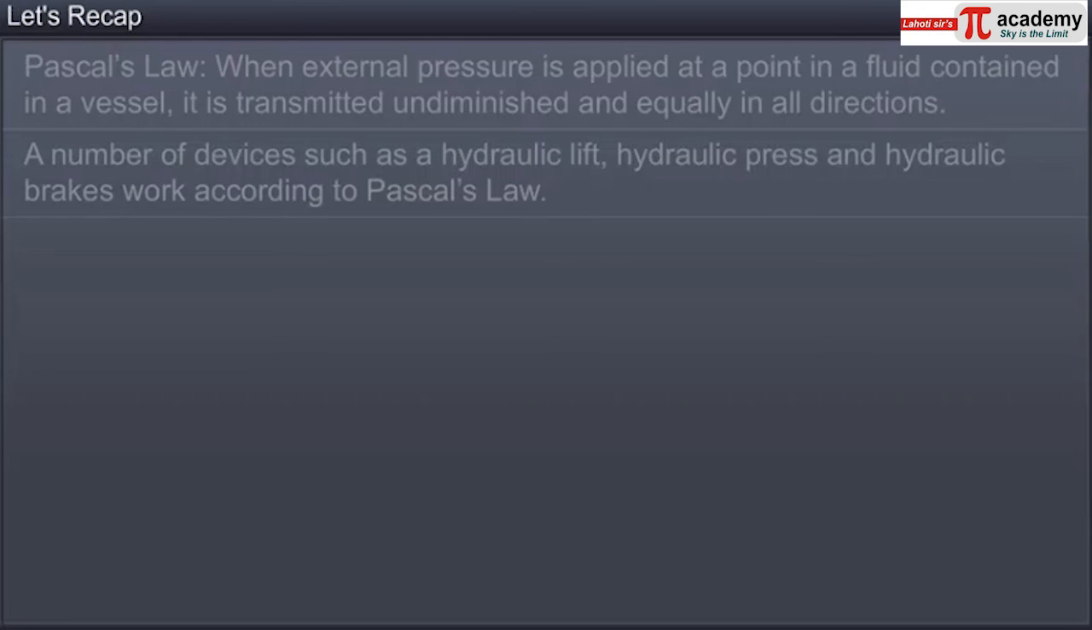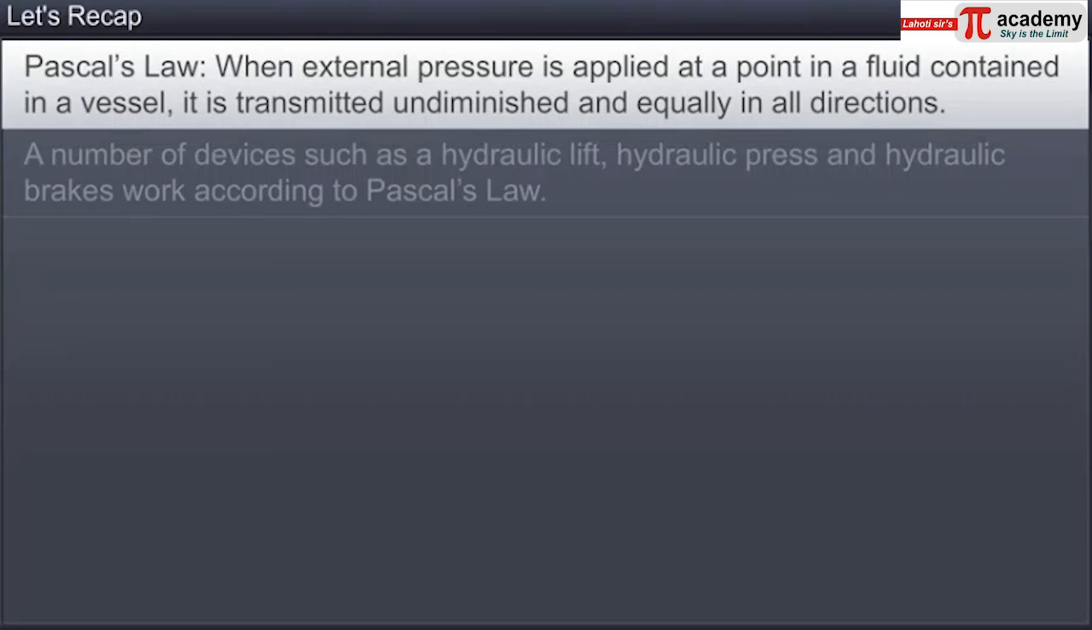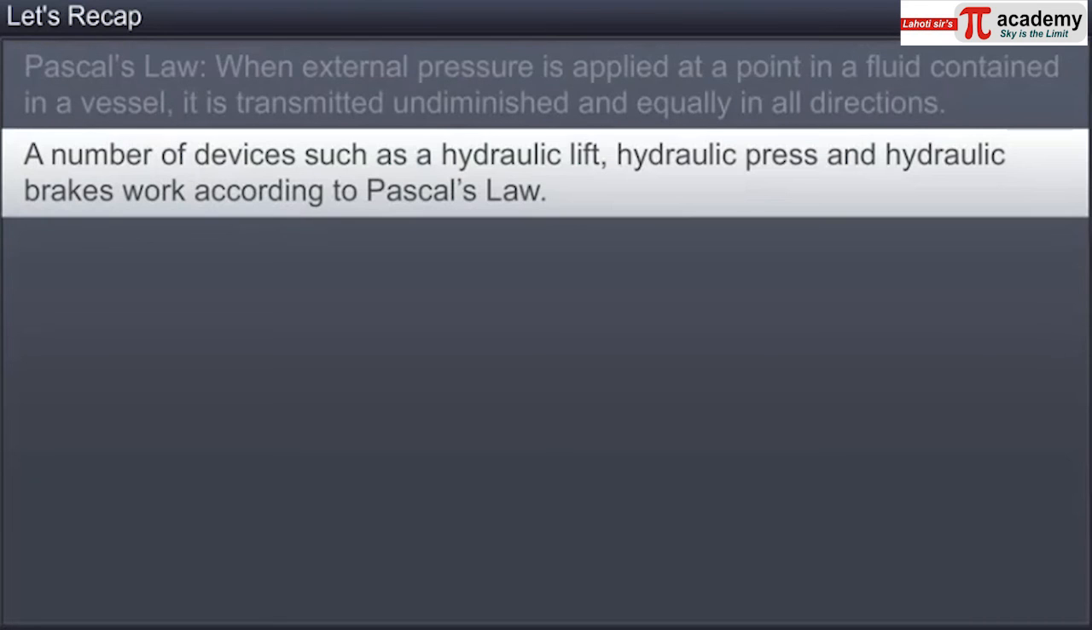You have now reached the end of this module. In this module, you learned that Pascal's law states that when external pressure is applied at a point in a fluid contained in a vessel, it is transmitted undiminished and equally in all directions. A number of devices such as a hydraulic lift, hydraulic press, and hydraulic brakes work according to Pascal's law.